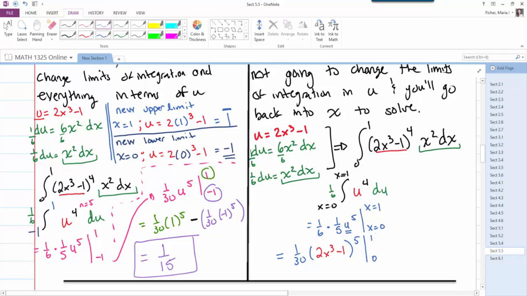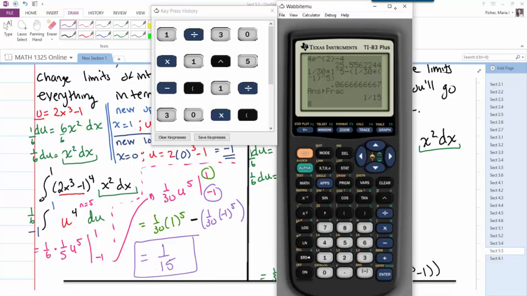So then we just plug this all in. For the upper limit of integration, you're looking at 1/30th times 2 times 1 cubed minus 1, minus, plug in that lower limit of integration, so you're looking at 1/30th times 2 times 0 cubed minus 1. And you're still using a calculator for this.